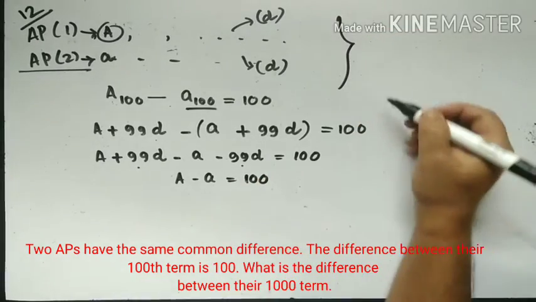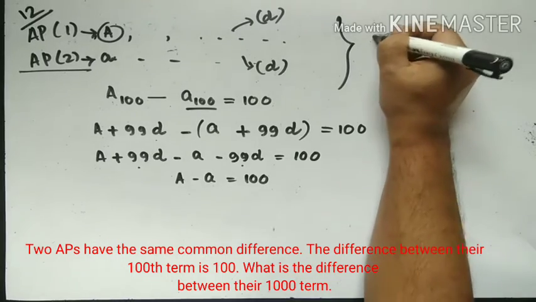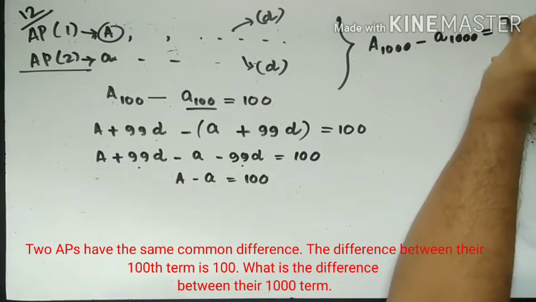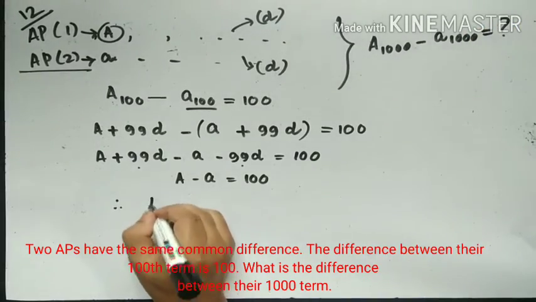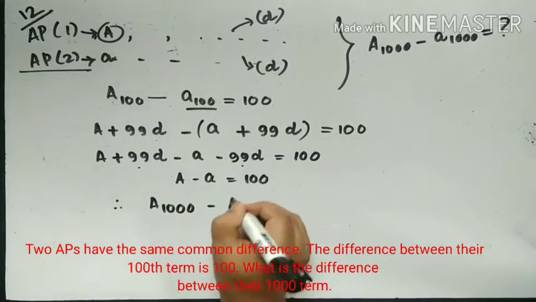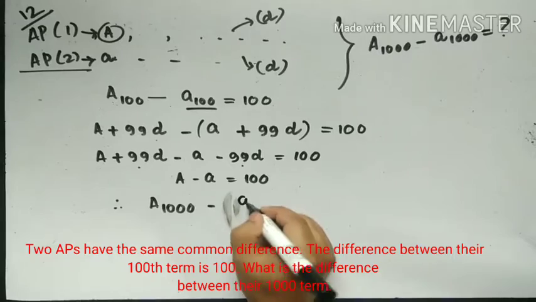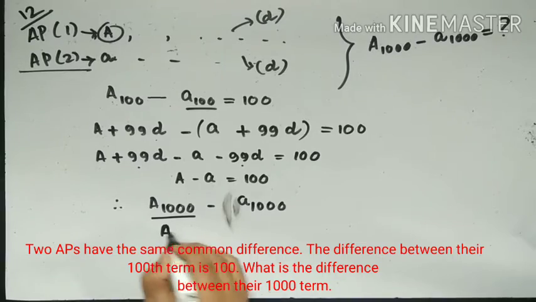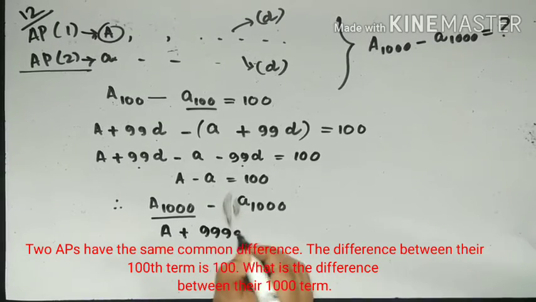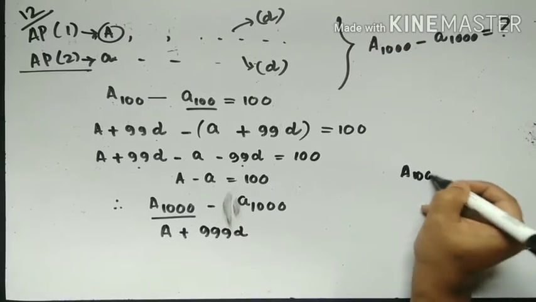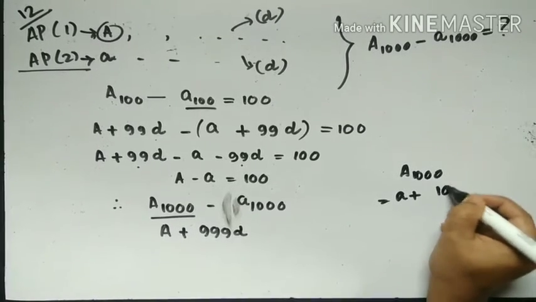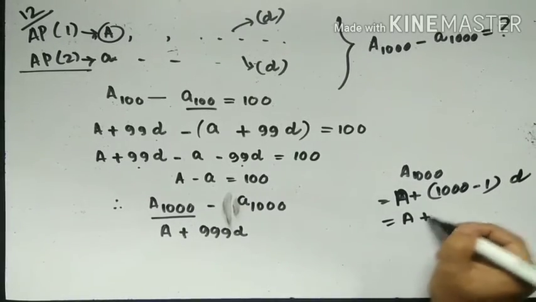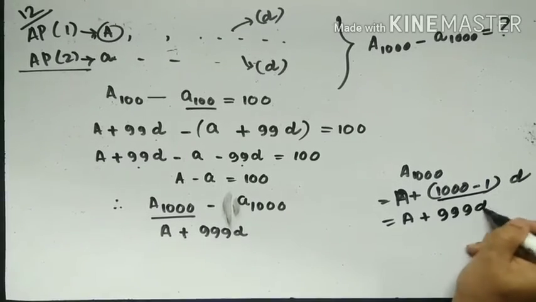Now in this question you have to find the difference between the 1000th terms, that means you have to find A1000 minus a1000. These are the 1000th terms of both APs. A1000 means A plus 999D. So A1000, that means A plus 1000 minus 1 into D.